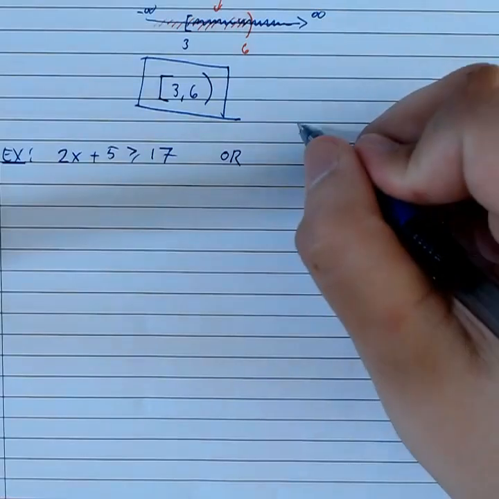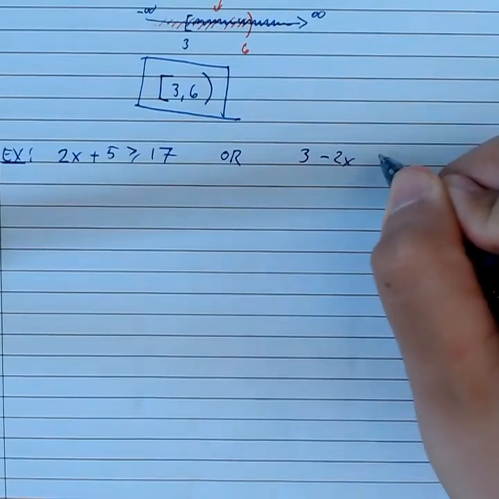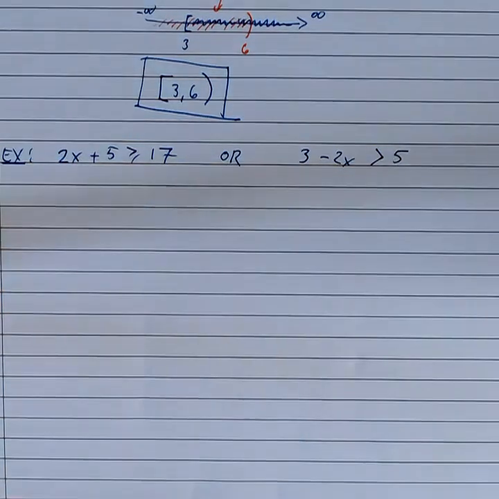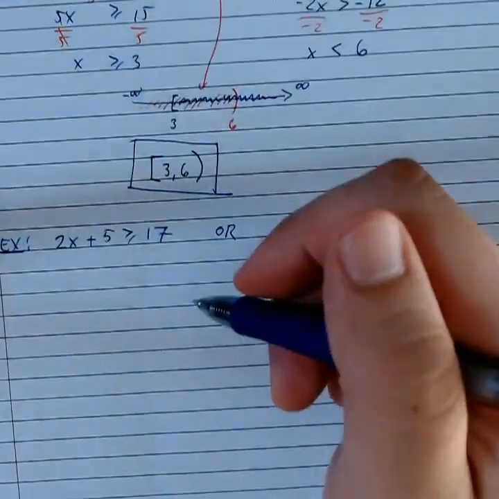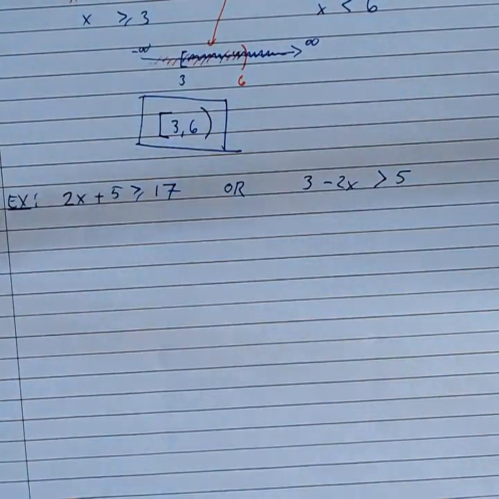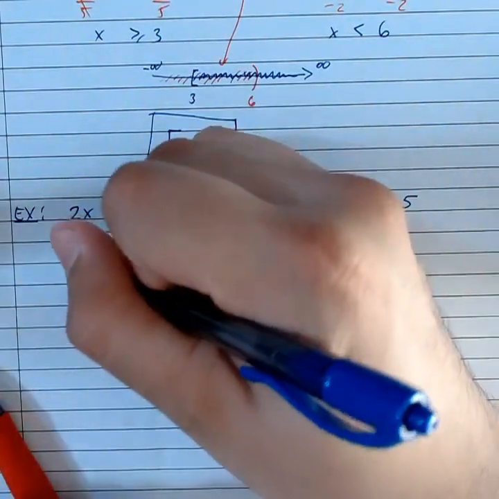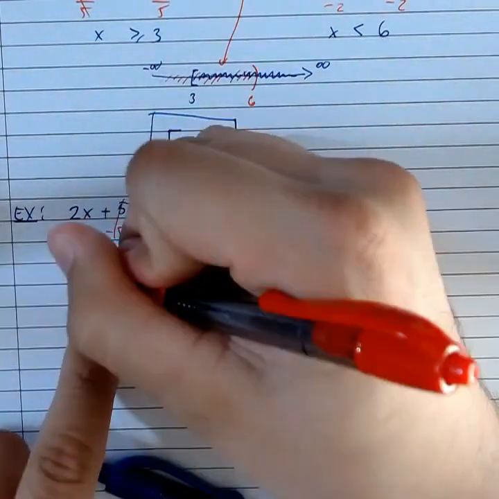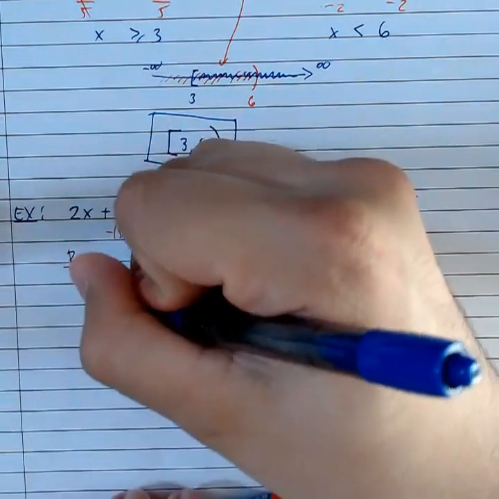And let's try 3 minus 2x is greater than 5. Just like that. So just like before, we're going to solve each one on its own. Let's go ahead and isolate our variable. Subtract 5 from both sides. So that'll get us 2x is greater than or equal to 12. And then we can divide both sides by 2 to get x is greater than or equal to 6.